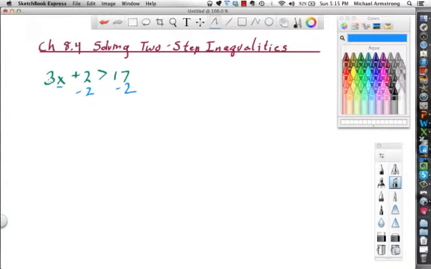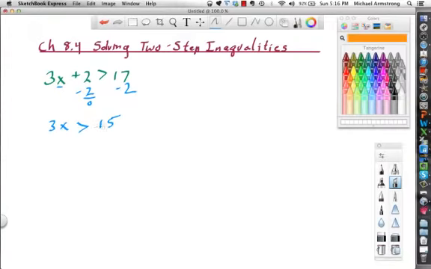We can't divide by 3 yet because we would also have to divide 2 by 3, and we'd have to divide 17 by 3, and that's possible, but it would give us some weird fractions. So we're going to start by just getting rid of the 2. Positive 2 minus 2, 17 minus 2. So that 3x is greater than, because this equals 0, 17 minus 2 is 15. And now we have numbers that look a little better.